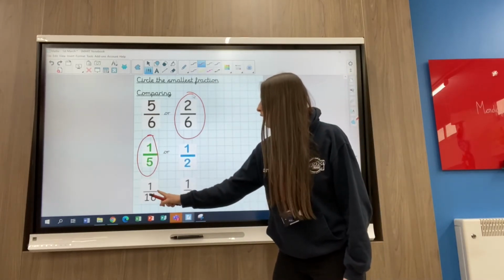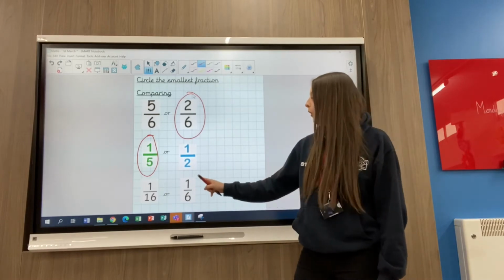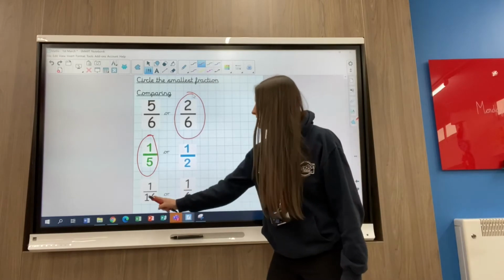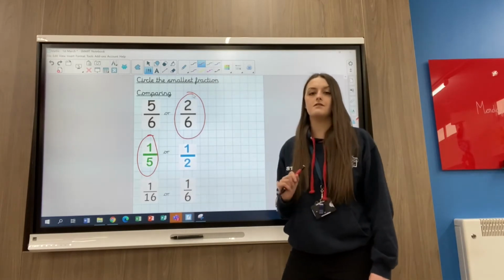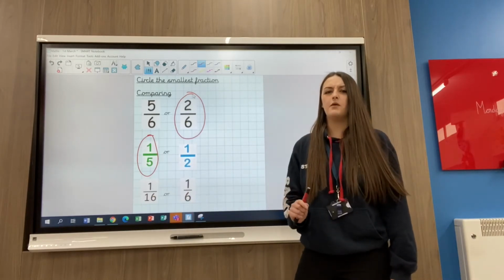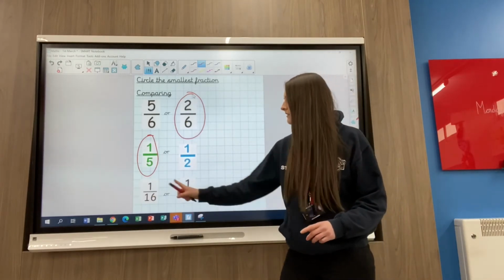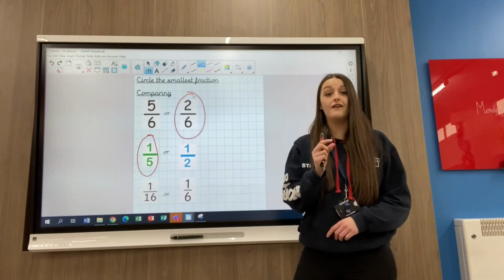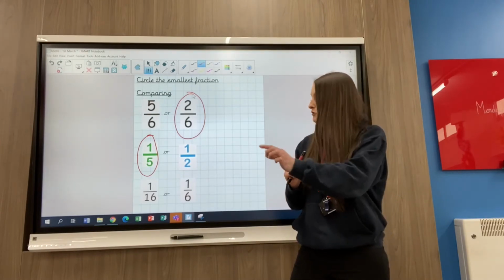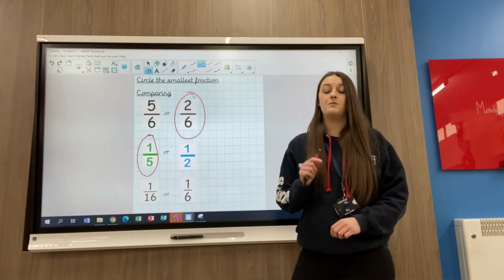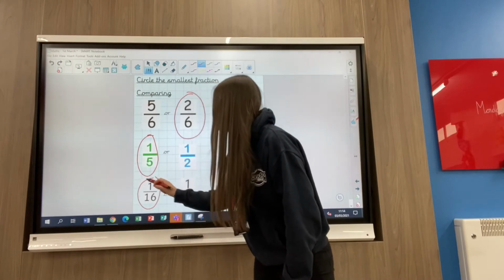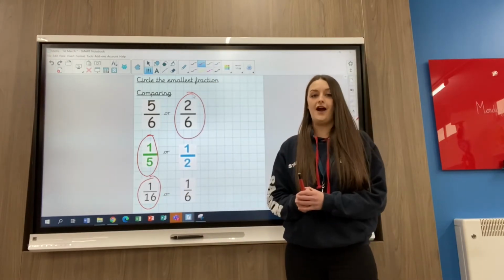Right, now I've got 1/16 or 1/6. Now remember that rule? We're looking at those denominators because our numerators are the same. I've got 16 and 6. Now the bigger the denominator, well, that's 16, the smaller the fraction. Imagine how tiny your piece of cake would be if you took it from a cake that has been split into 16 slices. So 1/16 is the smallest fraction.